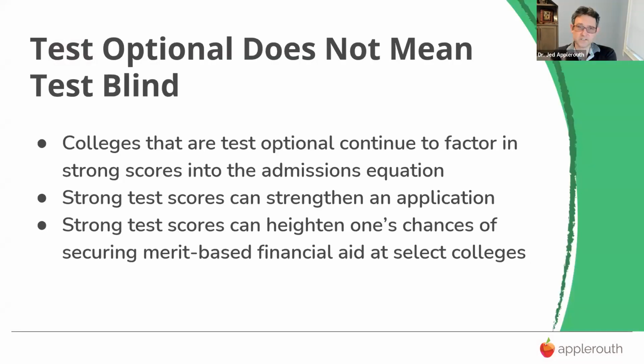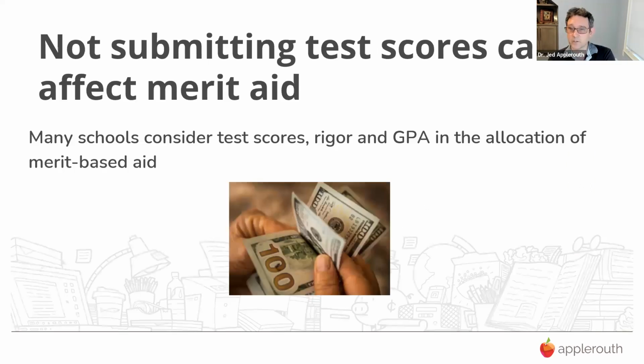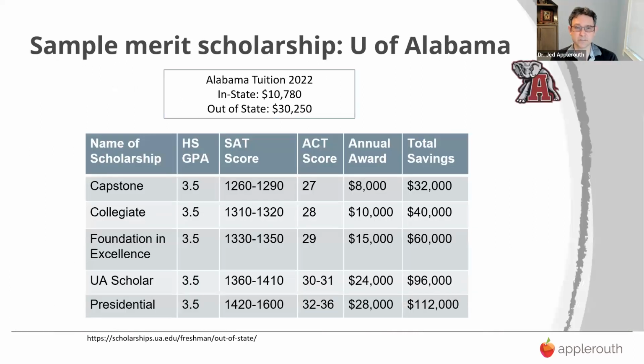Now, we talked about this, that test optional and test blind aren't the same thing, that if you have a strong test score, it can make a difference. It can be a very meaningful plus factor in your application. It can also affect your merit-based aid. So there are colleges who give merit-based aid based on your grades and test scores. So having strong test scores and strong grades can yield financial rewards for your student.